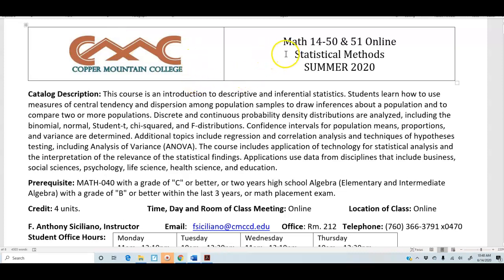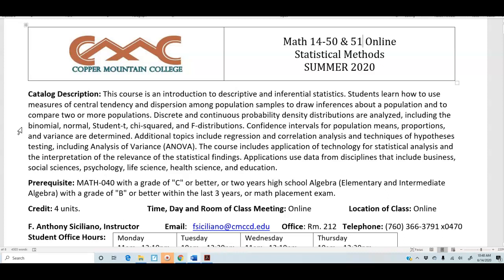Okay, here's the syllabus for Math 14, sections 50 and 51 online, which is statistical methods for the summer of 2020. Here's the catalog description. This course is an introduction to descriptive and inferential statistics. Students can learn how to use measures of central tendency and dispersion among population samples to draw inferences about a population and to compare two or more populations.